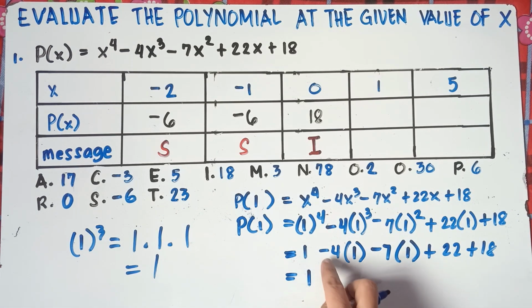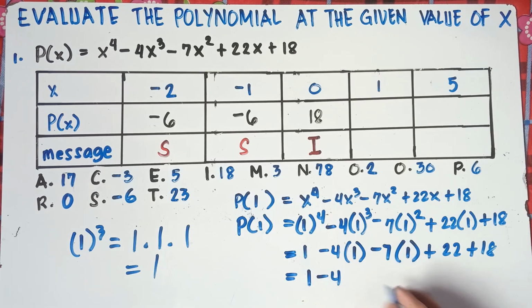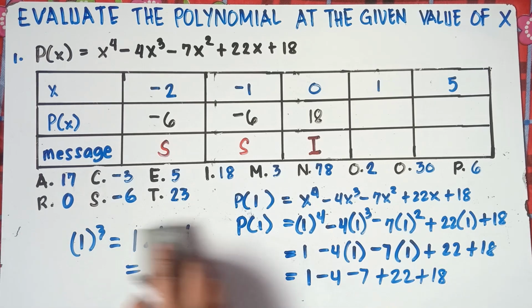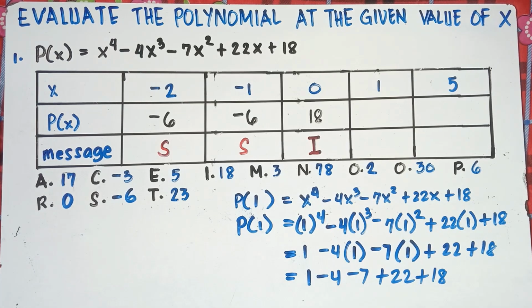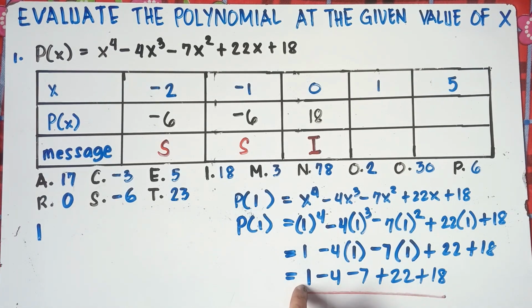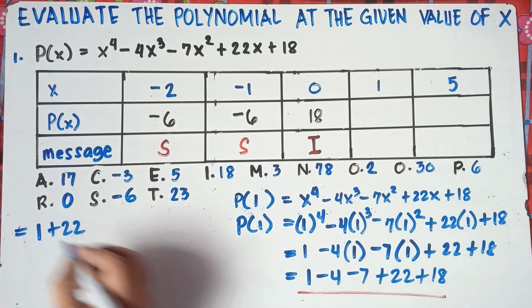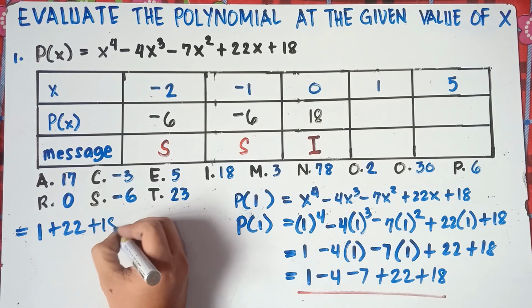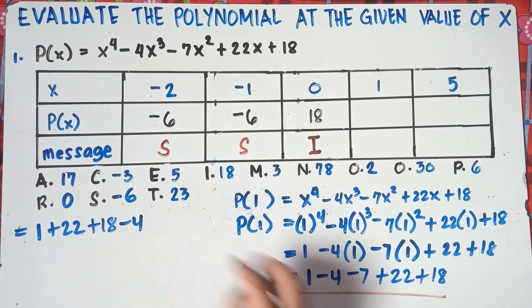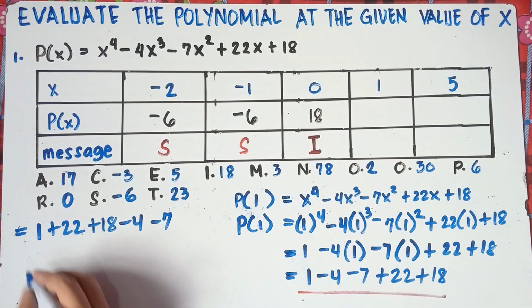This is 1. Negative 4 times 1, that's negative 4. Negative 7 times 1, that's negative 7. Plus 22 plus 18. Alright, once again, class, do not solve this part. Do not combine directly. You will be confused. You need to arrange, class. Positive, then negative. So, copy positive 1. We have positive 1. Then positive 22. Then positive 18. Minus 4. Minus 7. So, combine.